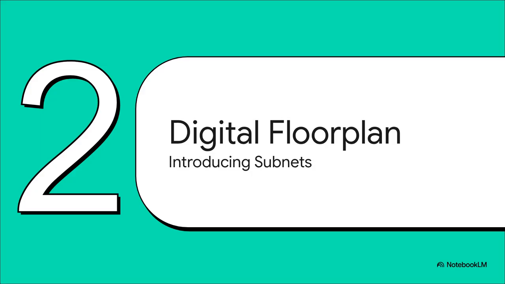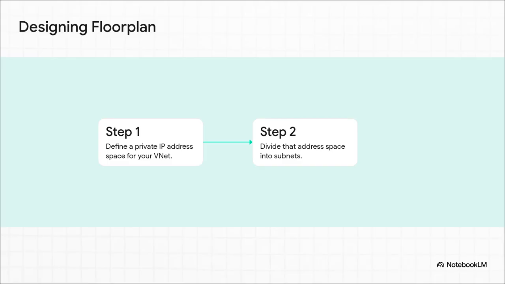All right, our secure plot of land is established. Now it's time to actually design the inside of our office building. And to do that, we're going to use something called subnets. It's really just a two-step process. We've already done step one, right? We claimed our land. That's our IP address space. Now, for step two, we just divide that bigger space into smaller, more manageable chunks called subnets. Think of a subnet as a specific floor in your building, or maybe a dedicated department. One for your web servers, another for your databases. This segmentation is absolutely key, not just for organization, but for security too.